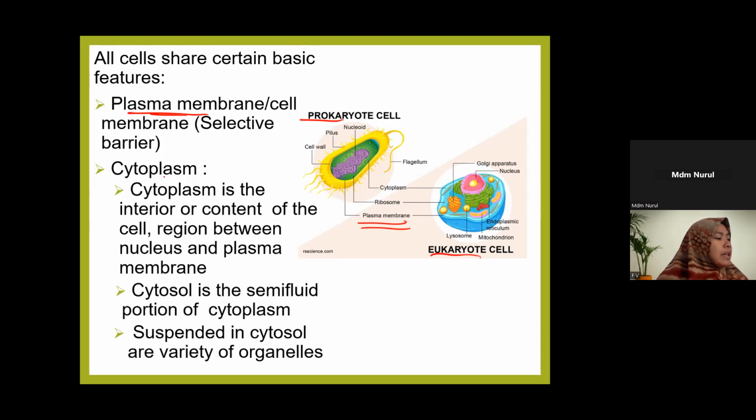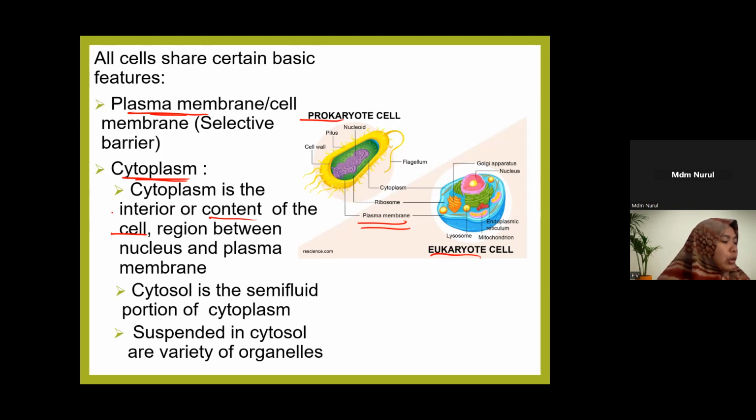Next, they have also the same features like cytoplasm. Right, dua-dua prokaryot ke eukaryot ke ada cytoplasm. So cytoplasm is the interior or content within the cell. Right, so it is region between the nucleus and also the plasma membrane. Kawasan yang meliputi daripada plasma membrane sampai nukleus. The whole thing tu kita panggil cytoplasm.